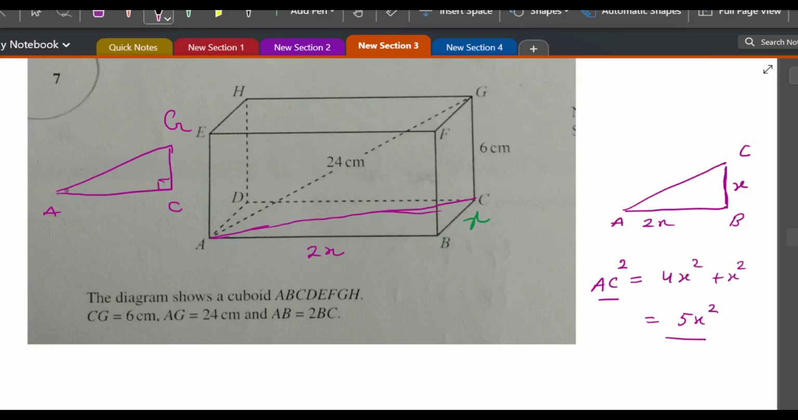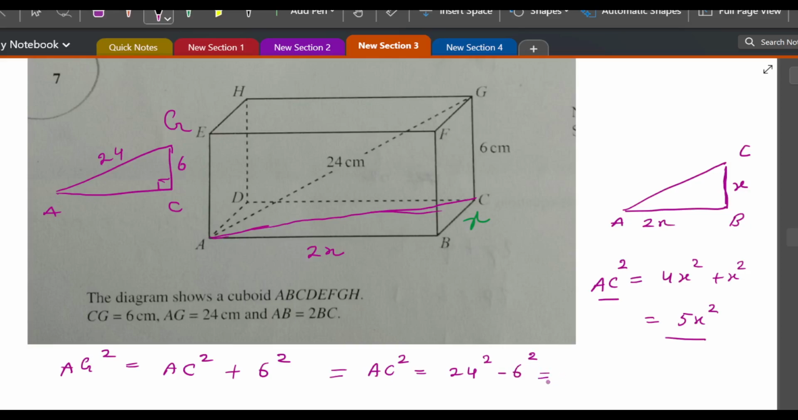Now this GC is 6. Can you again apply Pythagoras theorem? You will say that AG square is equal to AC square plus 6 square. Now AG itself is given as 24. So from here you can say that AC square is 24 square minus 6 square.